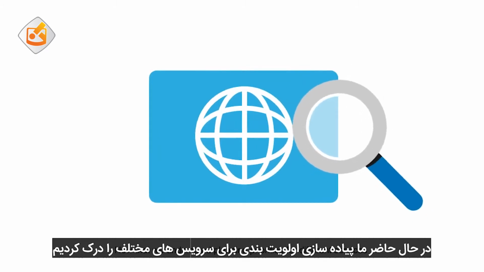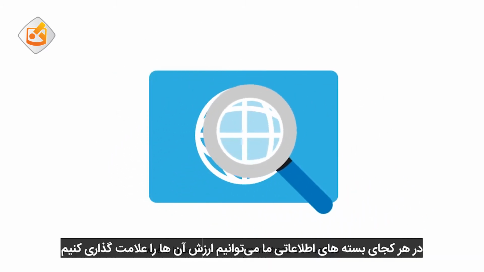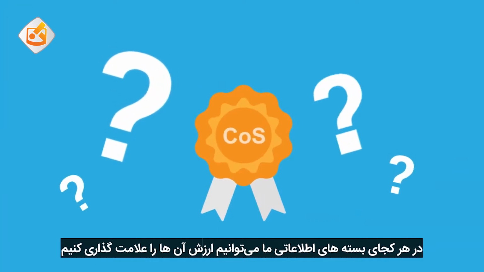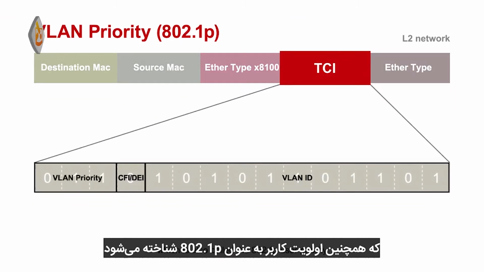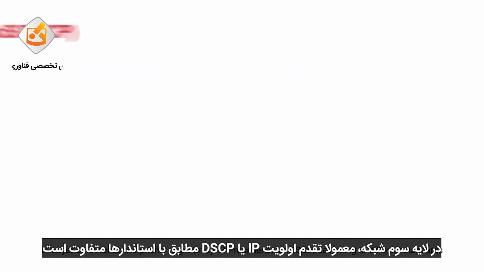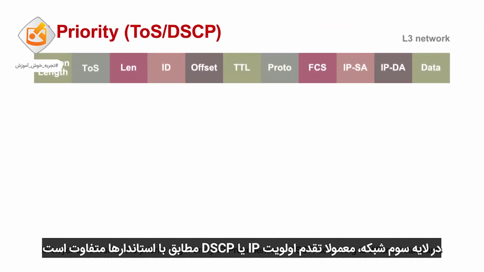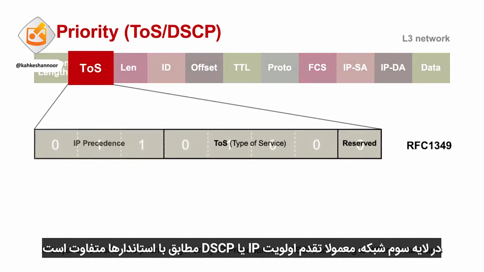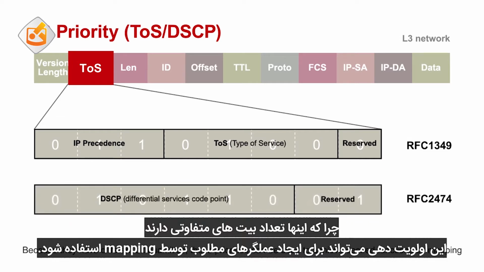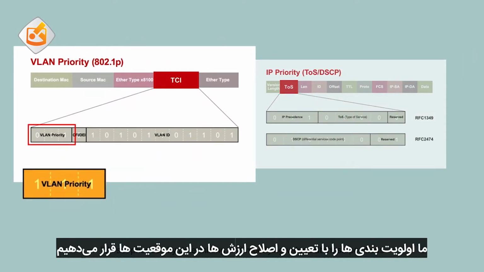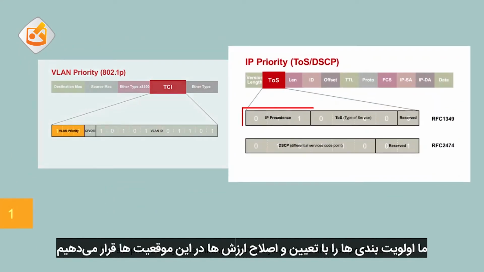Now that we understand planning priorities for different services, where in packets can we mark these priority values? In Layer 2 networks, the packet priority is marked in the PRI field of the Ethernet packet header, which is also called the 802.1P user priority. In Layer 3 networks, the priority is generally IP precedence or DSCP according to different standards. Because we have different bit quantities, these priorities can be used to achieve desired functions by mapping. We set priorities by determining and modifying values at these positions.